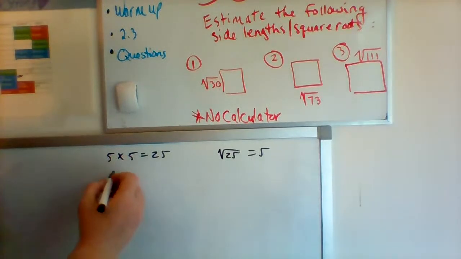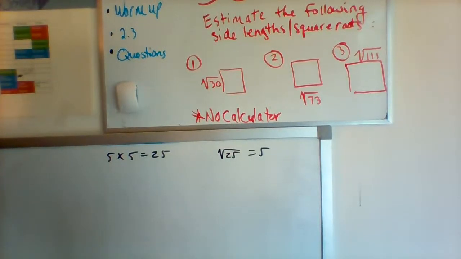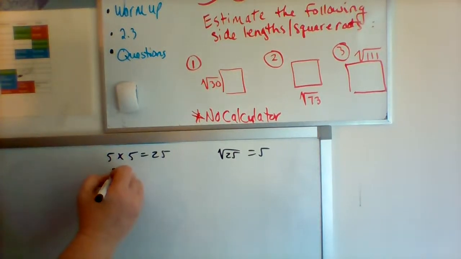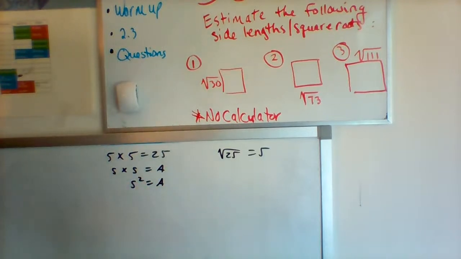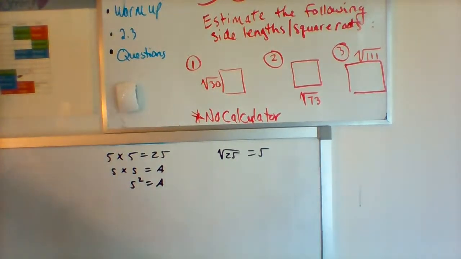So for a square, side times side equals its area, right? Or s squared equals its area. Okay, which means that if you take the square root, you find its side length. Because it's finding the number that you multiplied by itself, okay?